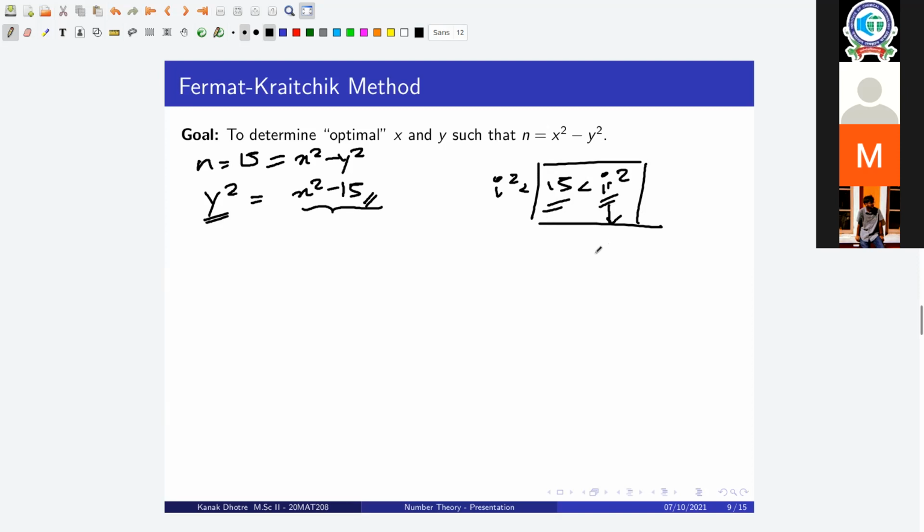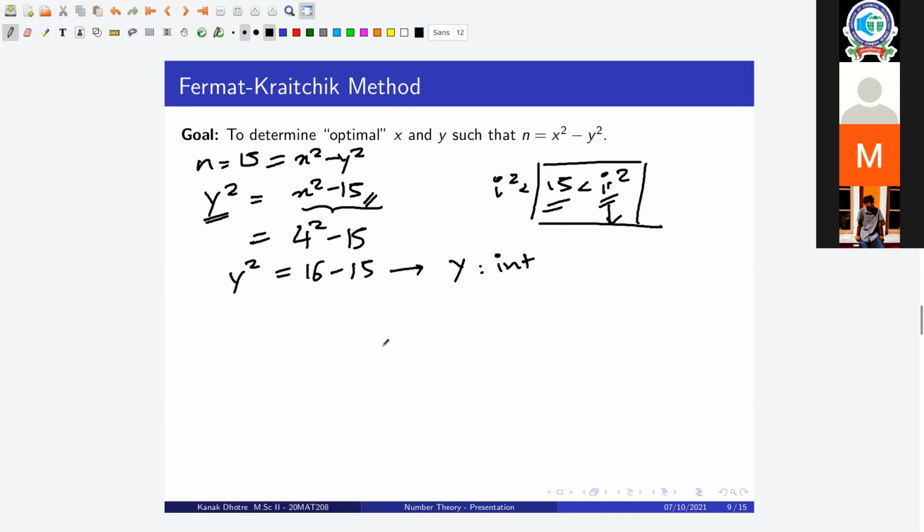16. I'm assuming someone said 4. I couldn't hear the other person. So if I write this as 4, you can just see that it will be 4 square minus 15, which is 16 minus 15. And this essentially admits that y be a proper integer, right?